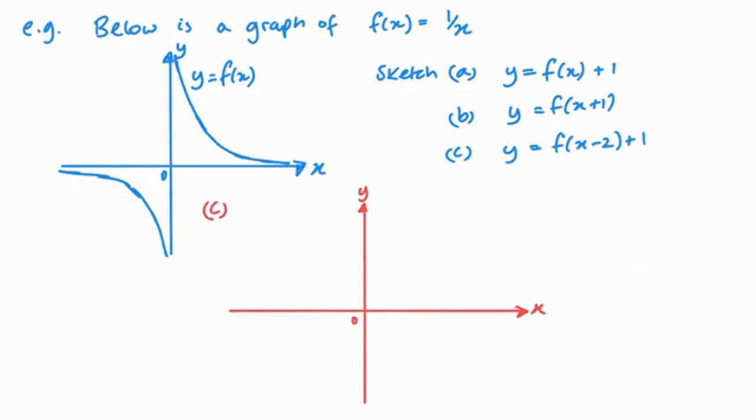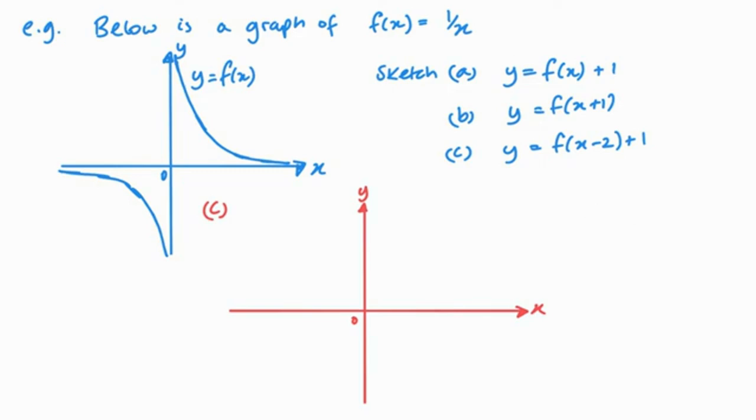Now, part C, I've got both a horizontal and a vertical translation. So you can see from my graph that inside the brackets is affecting horizontally. -2 is going to be 2 units right, and the +1 outside is 1 unit up. So I'm going 2 units right, 1 unit up. This means that both of my asymptotes are going to change.